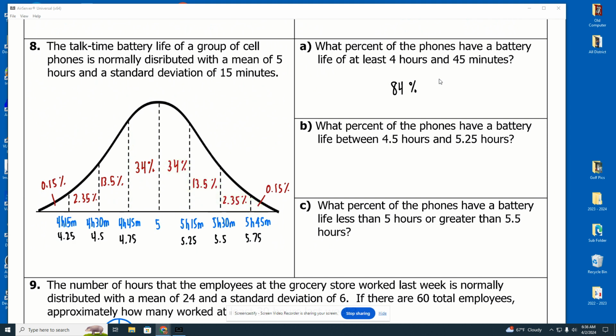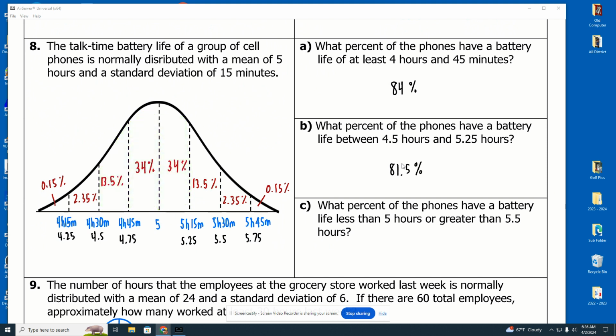It says, what percent of the phones have a battery life between 4.5 and 5.2 hours? So 4.5, again, was 4 hours and 30 minutes. And that went all the way over to 5 hours and 15 minutes. Okay, that was your 5 hours, 5.25. So again, if you didn't make those conversions, maybe that tricked you a little bit, maybe not. But anyhow, that is 34 and 34. Remember, that's 68% plus 13.5. So that's 81.5%.